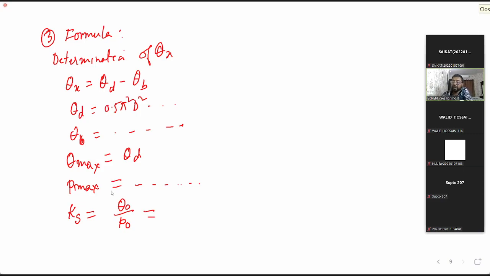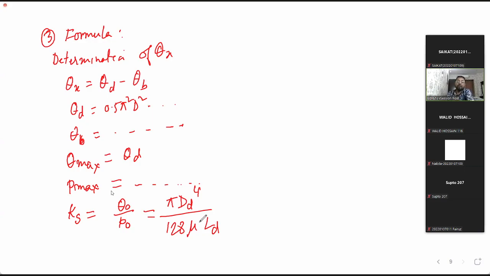Okay. Now see what we have here. So the Ks formula, let me write, is pi d to the power 4 divided by 128 mu LD. So d is there, L is there, mu is there. We can easily calculate the Ks. Yes, you can easily calculate the Ks. Clear?